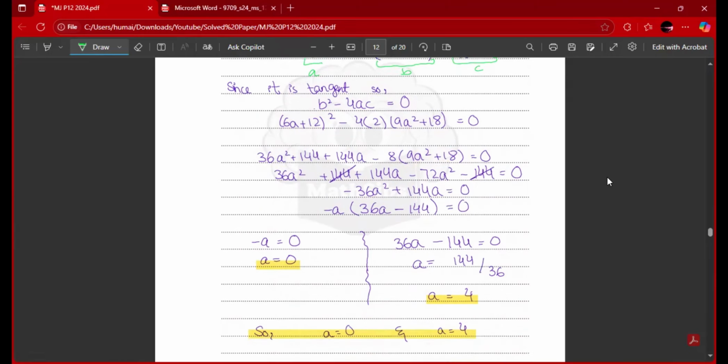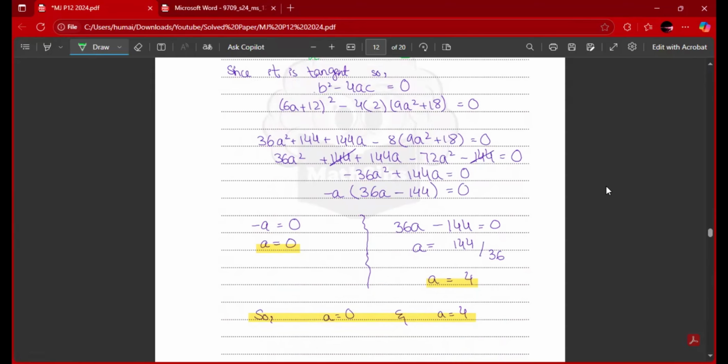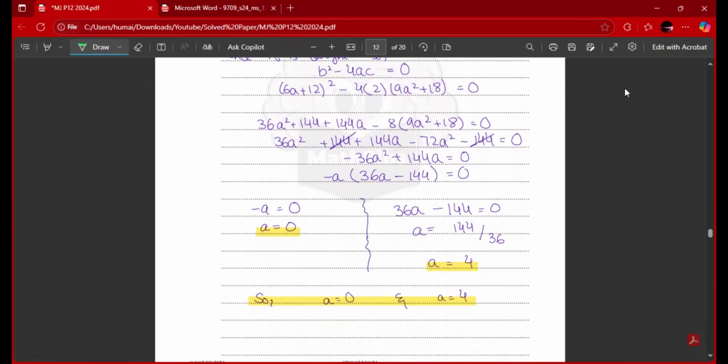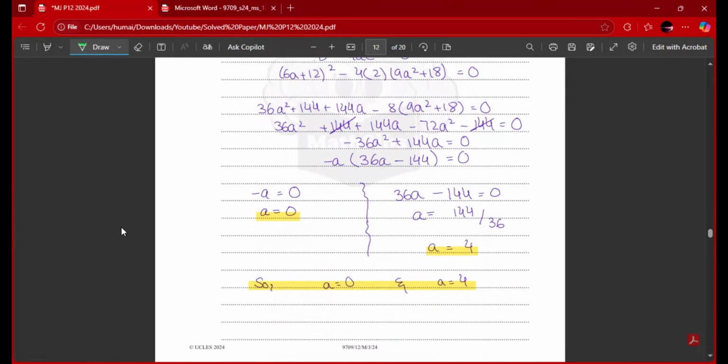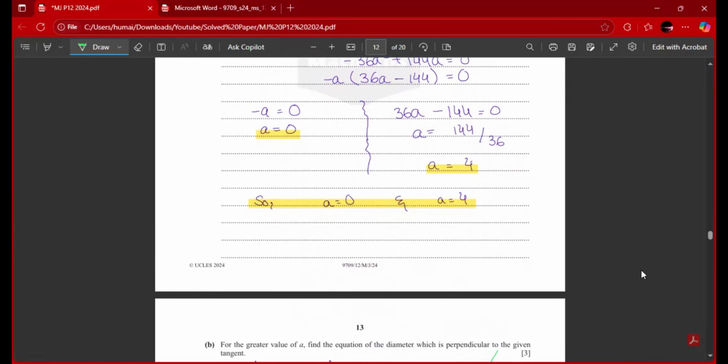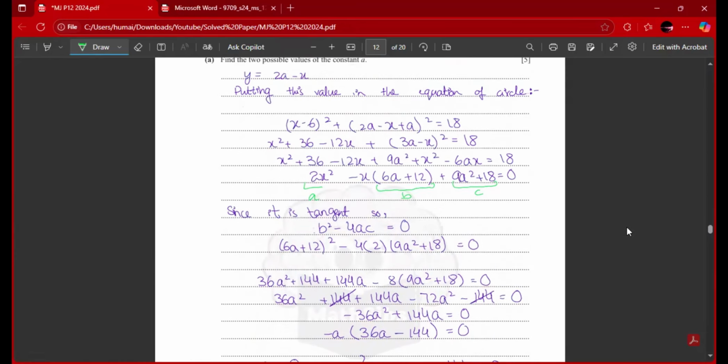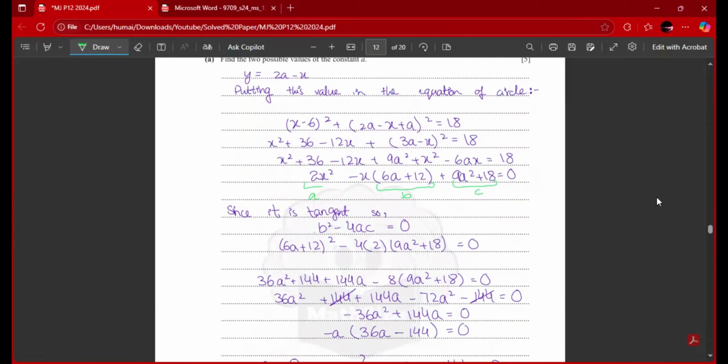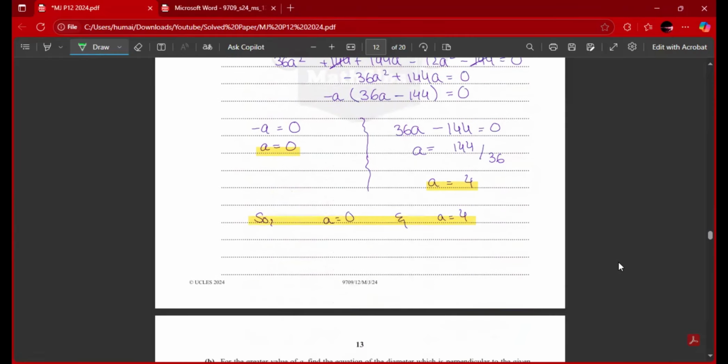So we solve it. We open the brackets again and multiply everything. We are now down to this part. Now we again simplify it. Minus A is equal to 0, or 36A minus 144 is equal to 0. And we get A is equal to 0 or A is equal to 4. They said two possible values, that is 0 and 4. A is equal to 0 and 4.